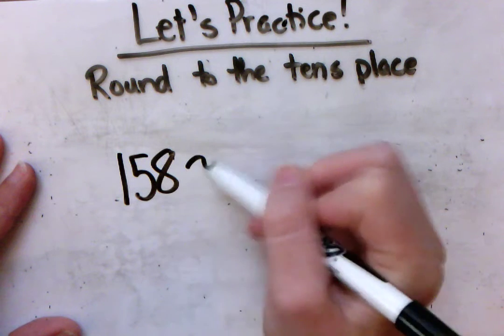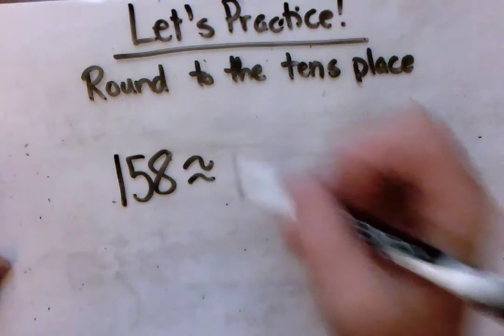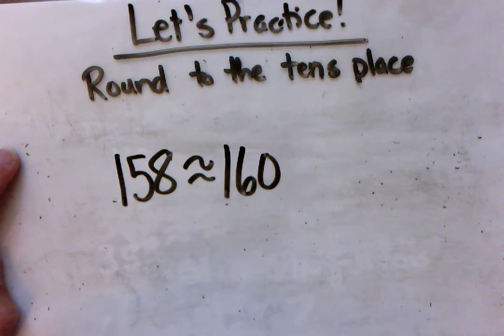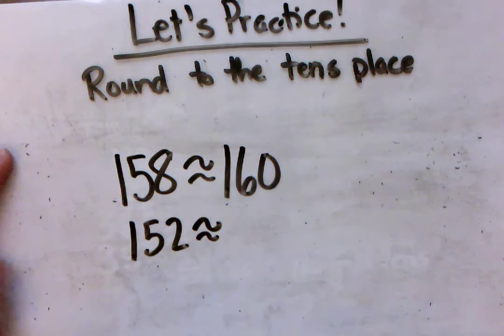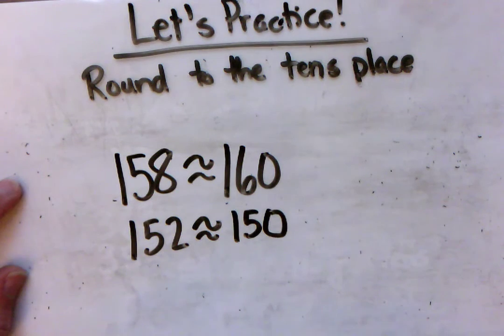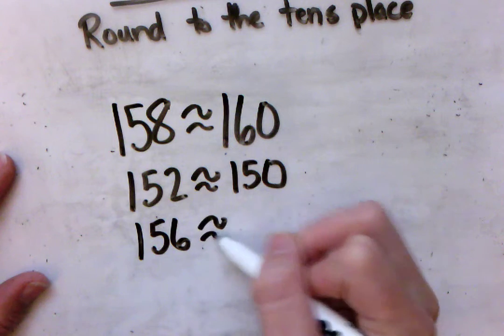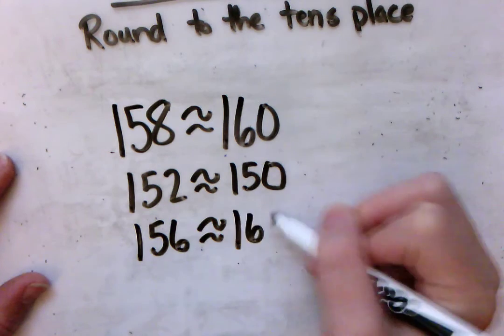158 rounds to, make your number line for yourself if you want to double check, 16 tens, or 160. 152 rounds to 15 tens, or 150. 156 rounds to 160.